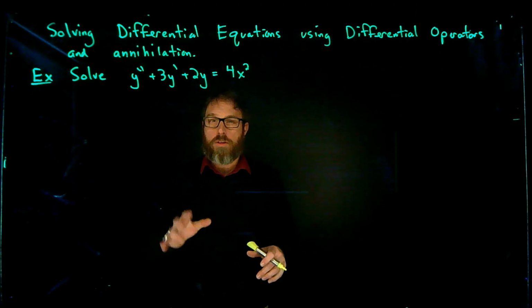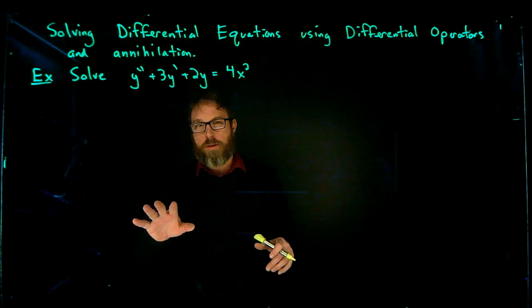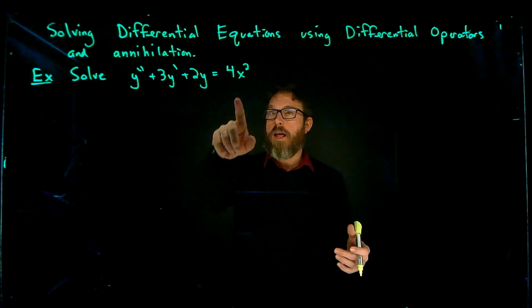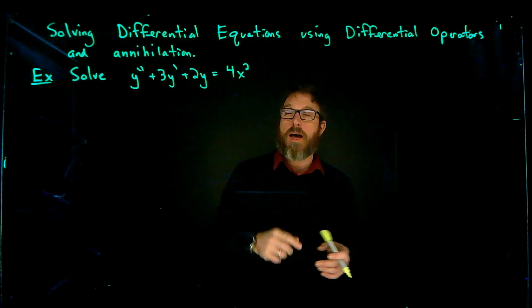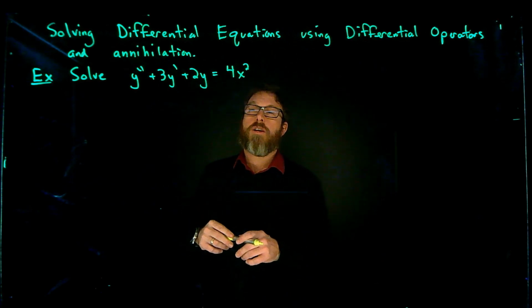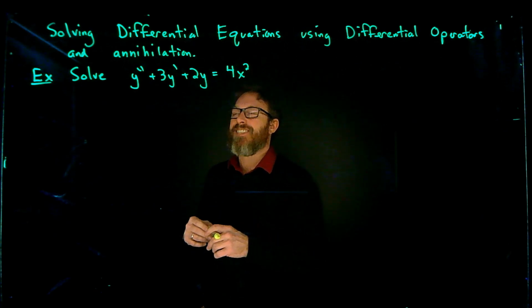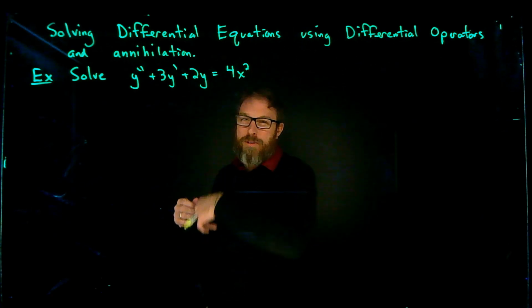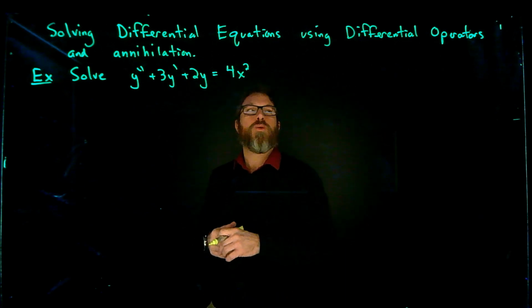And let's start out with this. The whole goal of this is that we can solve differential equations that are non-homogeneous, that are not equal to 0 on the right-hand side. So I've got a second order linear, non-homogeneous differential equation, and I'm going to solve this through annihilation.